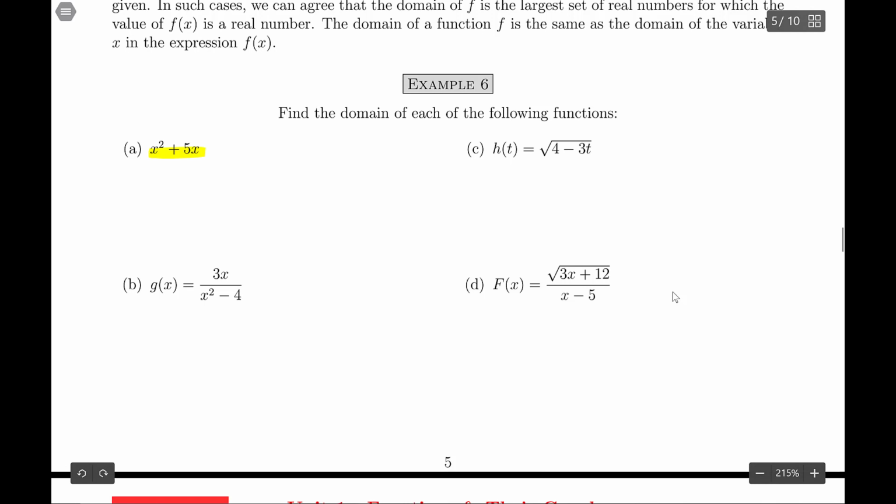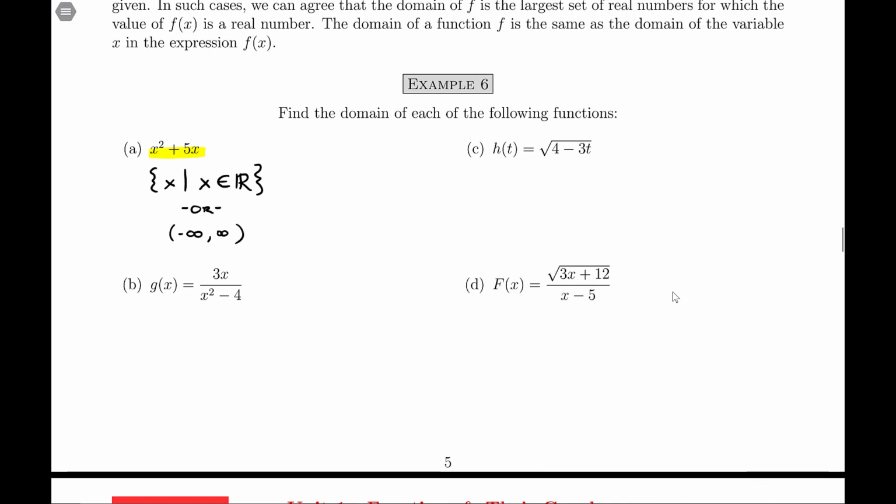So the domain of any linear function, the domain of any quadratic function, is going to be all real numbers. So again, we can write this as x such that x is an element, that's that notation, of the reals. So that's all real numbers. Or you could write it as negative infinity to positive infinity. Either notation will be fine. For part B, we have a rational expression.